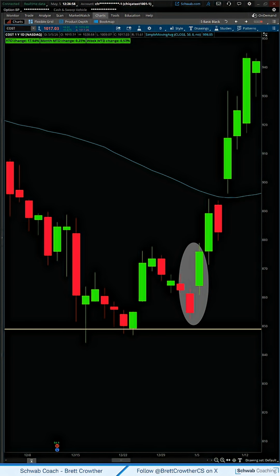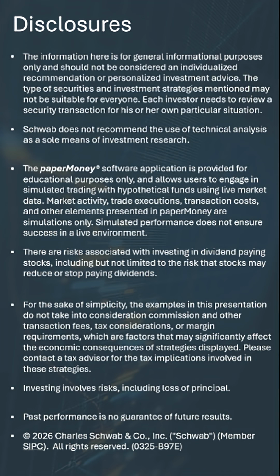So hopefully this helps clarify. In fact, it brings us up to speed on what it is and clarifies what it isn't and how we can go and apply those on our charts.